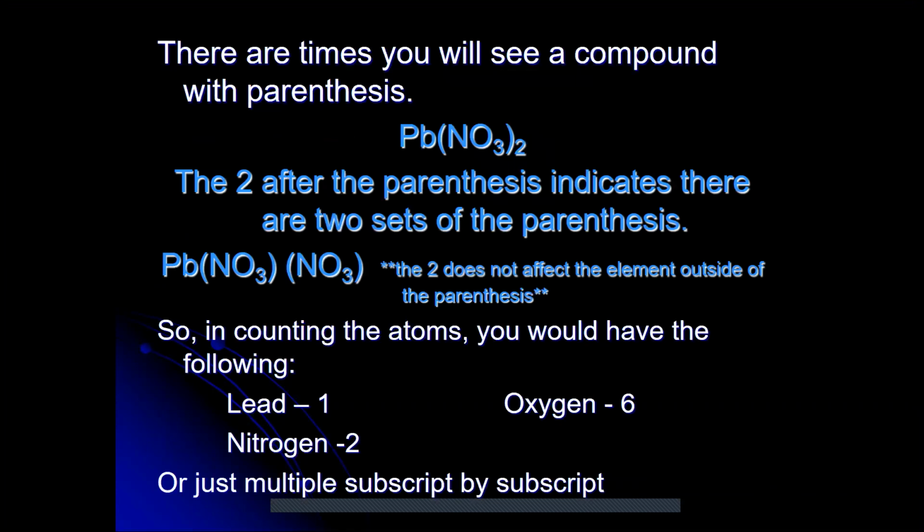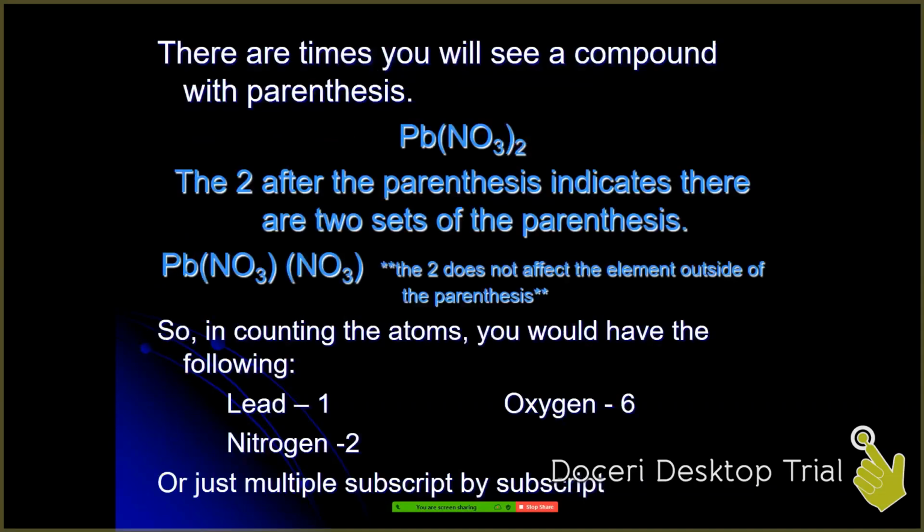Now, if we put something into it like a parentheses, because a lot of formulas have parentheses, the parentheses will have a number outside of it. That number only affects what's inside the parentheses. So in other words, Pb, which is lead, it's not affected by this 2. For the oxygen, it would be 3 times 2. But for the nitrogen, remember there's an assumed 1 right here. So it'd just be 1 times 2 on that.